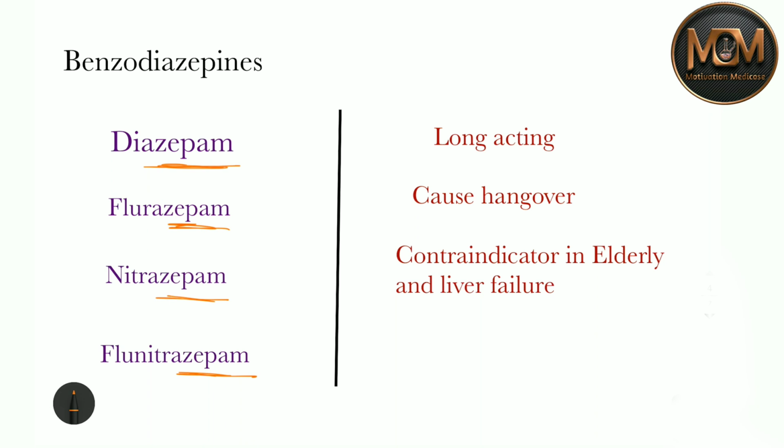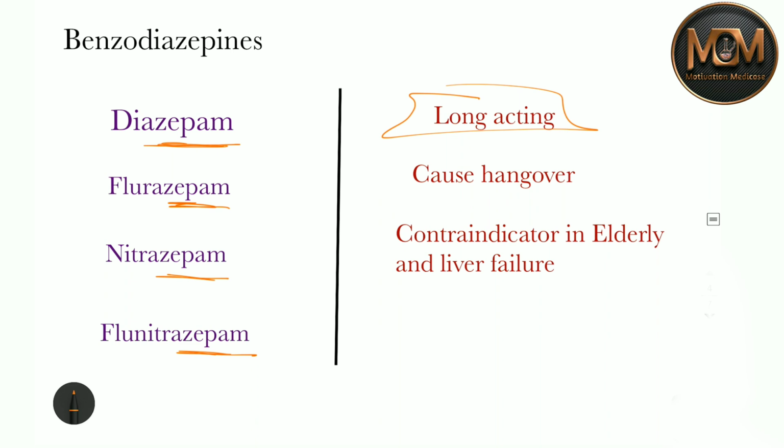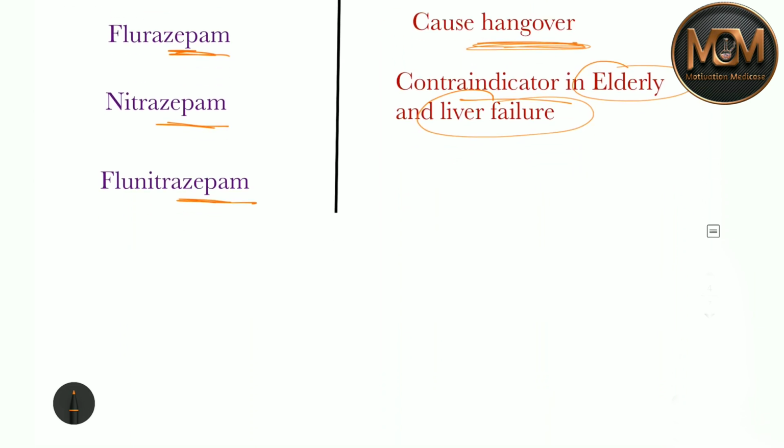But these drugs are long acting. Why? Because when they are metabolized, they form one more active metabolite. Due to the production of this additional active metabolite, they work for a long duration. That's why they cause hangover, and they are contraindicated in elderly and liver failure patients. That's why these benzodiazepines are not used.